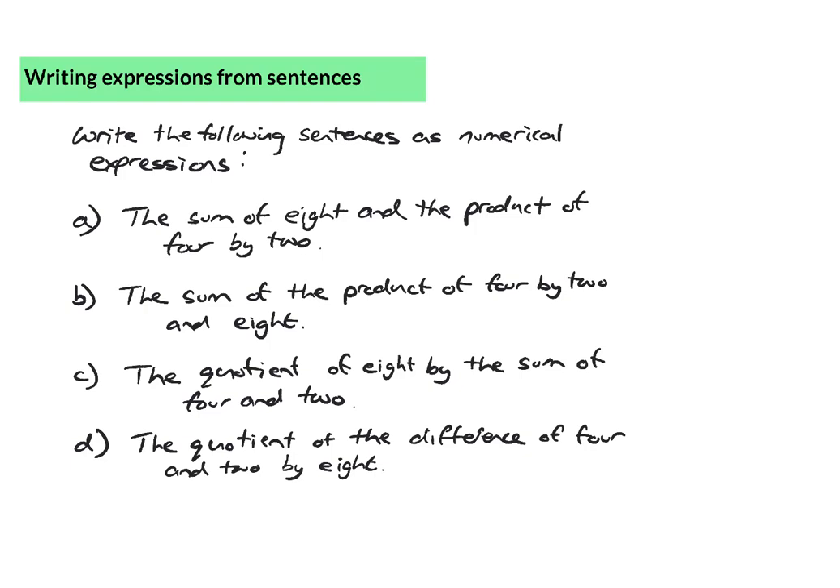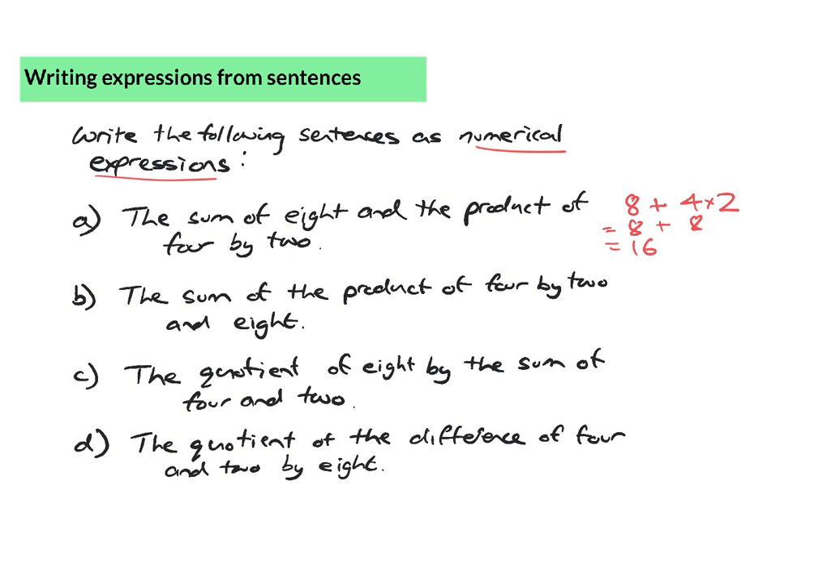Next, we move on to writing expressions from sentences. So here we have 4, and the first one says the sum of 8 and the product of 4 by 2. We're asked to write numerical expressions. The sum of means add, and product means multiply. So the sum of 8 is going to be 8 add the product of 4 by 2: 8 add 4 multiplied by 2. Now, if we were going to work that out, it would be 8 plus 8, which equals 16. So far, so good, hopefully.